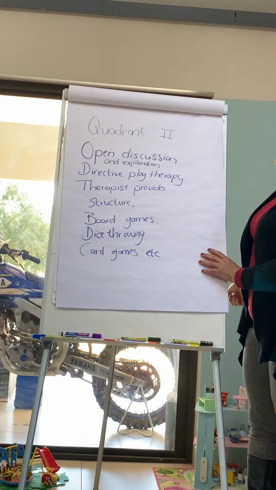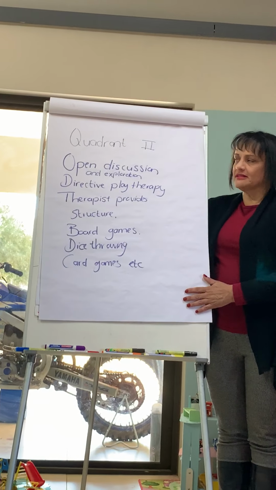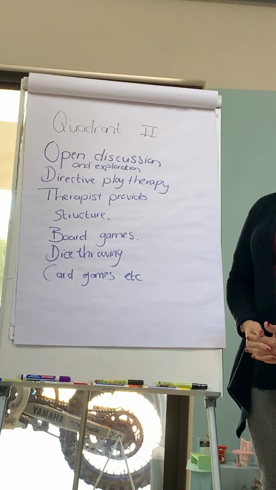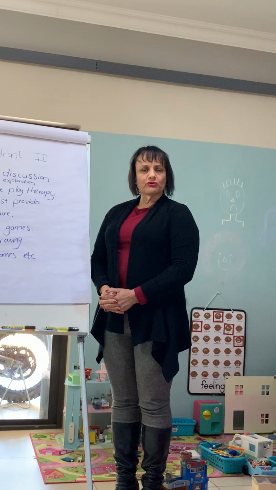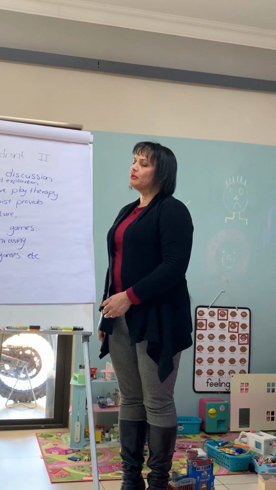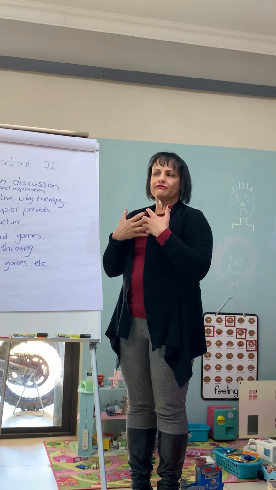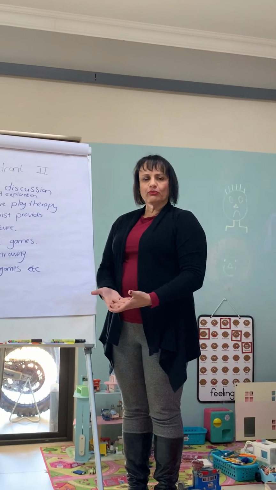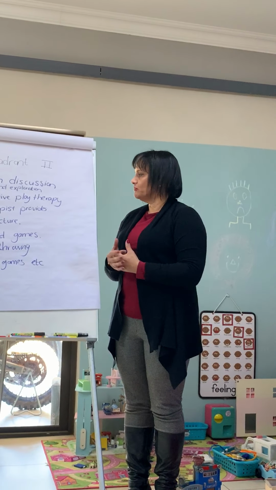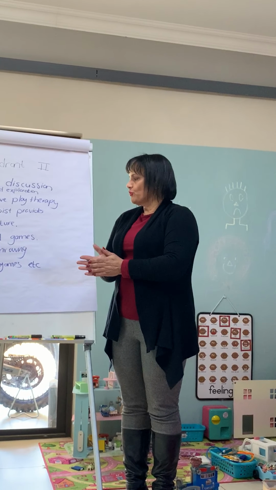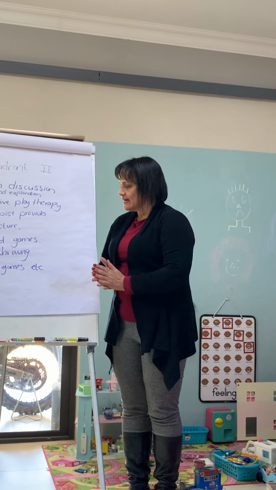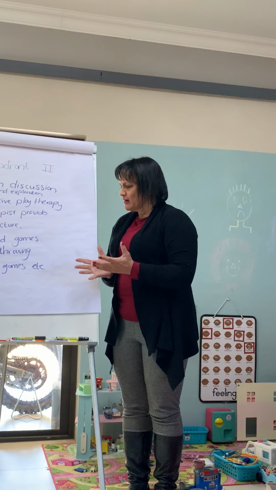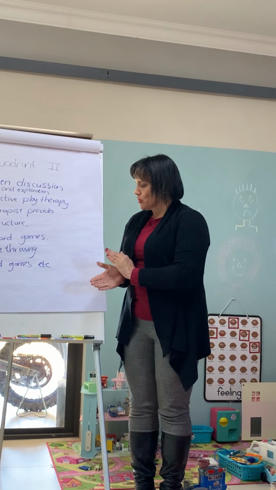Okay, and here is the last one that I want to explain, and this is quadrant 2. Quadrant 2 refers to what we do when we do total directive play therapy. In other words, very directive, very open discussion. We know exactly what we're working on, and we talk about that. The therapist provides the structure, and that can be board games, or throwing a dice and discussing that, or card games.